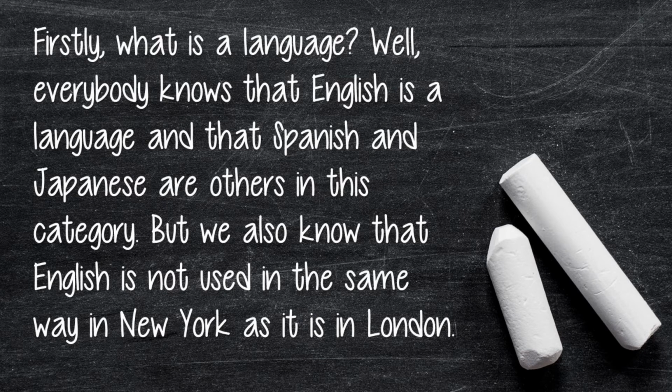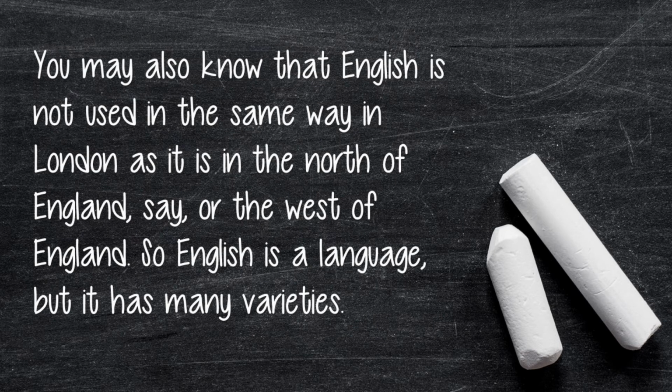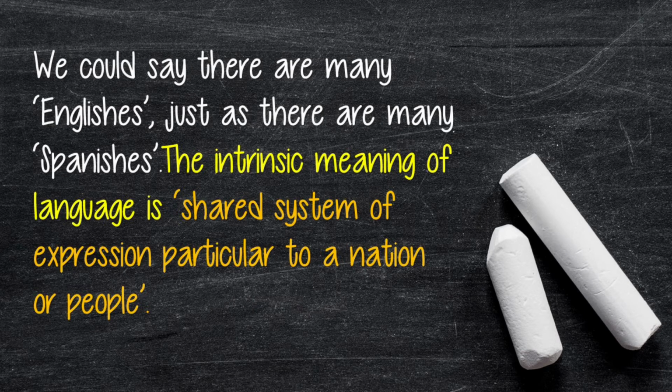Well, everybody knows that English is a language, and that Spanish and Japanese are others in this category. But we also know that English is not used in the same way in New York as it is in London. You may also know that English is not used in the same way in London as it is in the north of England, say, or the west of England. So English is a language, but it has many varieties. We could say there are many Englishes, just as there are many Spanishes.